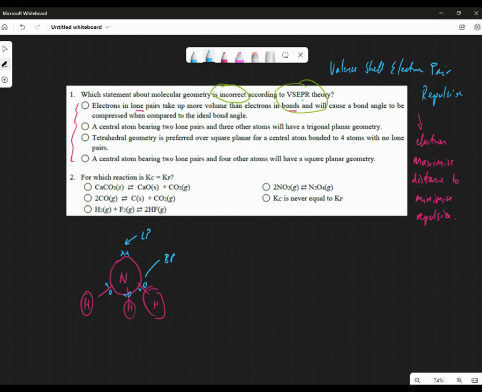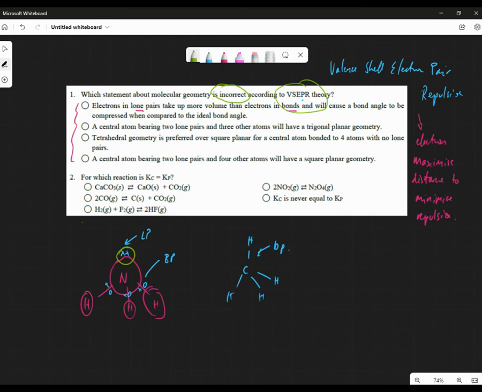Now, let's compare that with methane. This is methane. All of these are bonding pairs. But in the case of ammonia, there's one lone pair. So as it says, lone pairs take up more volume. So they're also closer to the parent atom. Let's get a different color. So let's pick this color. These are closer to the parent atom. These are pulled further away.